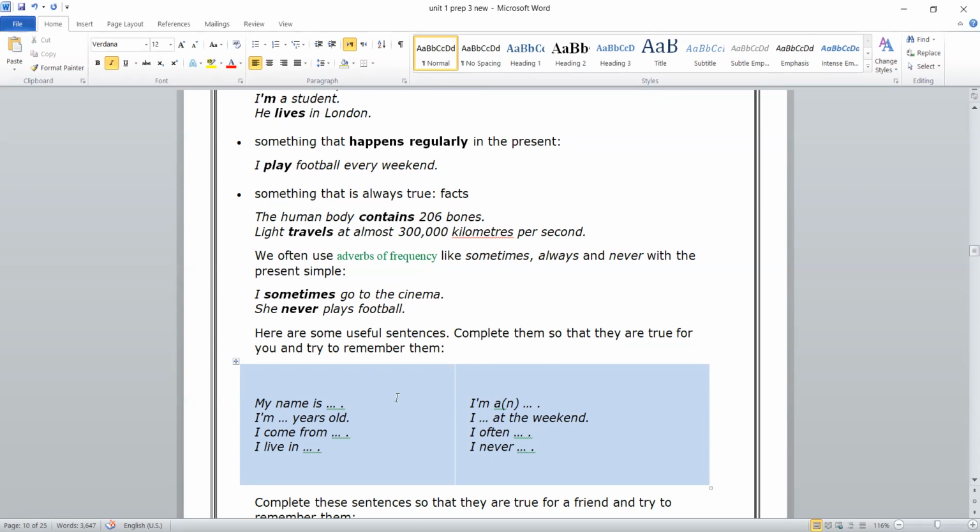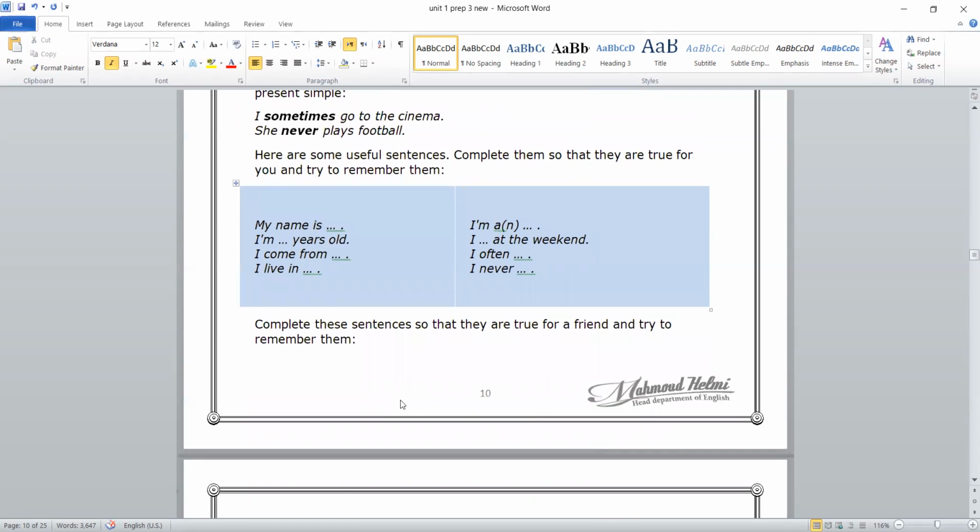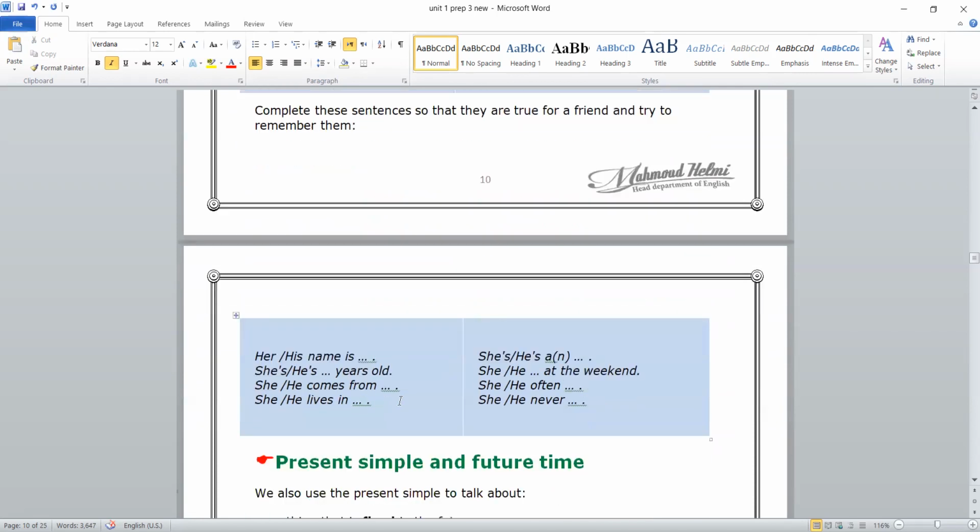Here are some useful sentences. Complete them so that they are true for you and try to remember them. My name is Ali. I am 20 years old. I come from England. I live in Manchester. I am a doctor. I go to the beach at the weekend. I often play football with my friend. I never smoke.